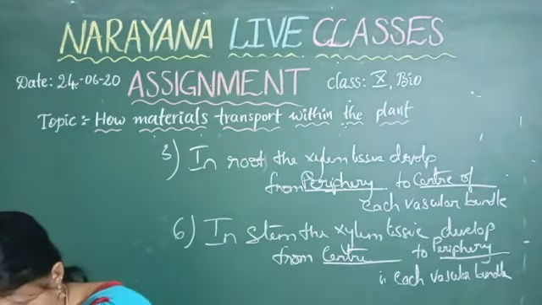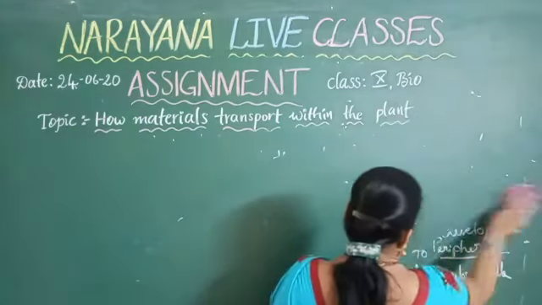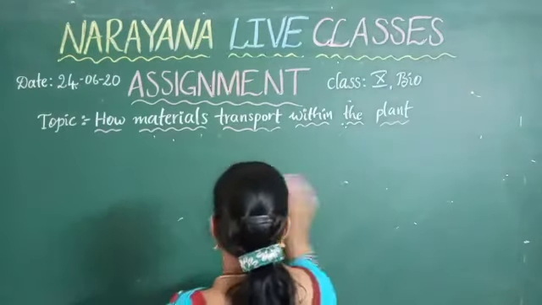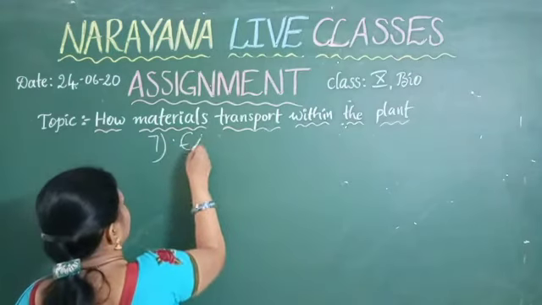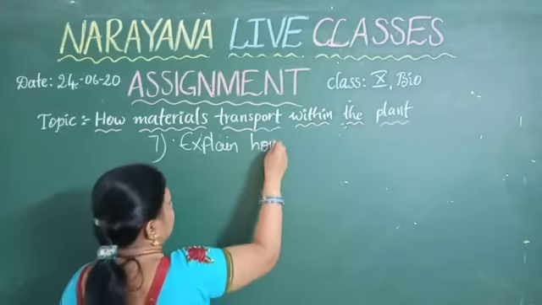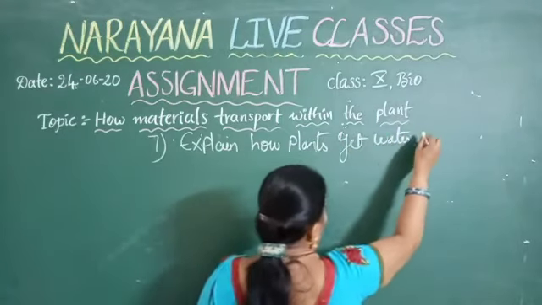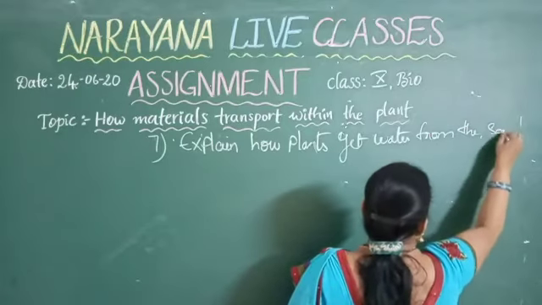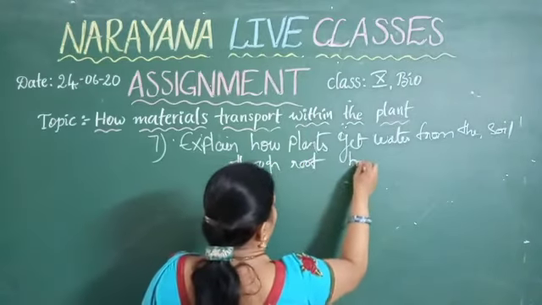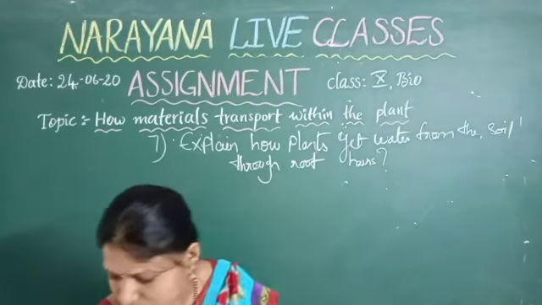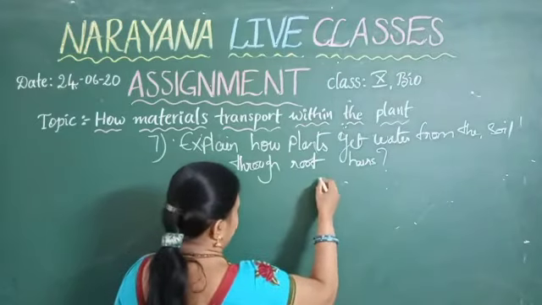Next question. Explain how plants get water from the soil. How plants get water from the soil through root hairs. We'll go with the rough diagram of root hairs, showing how water is absorbed from the soil.